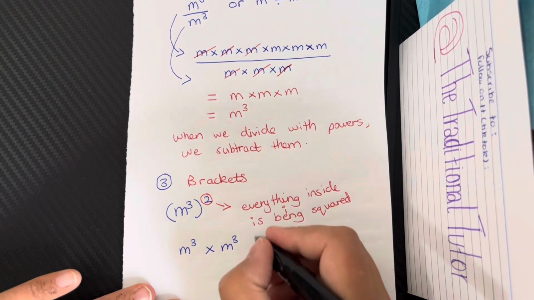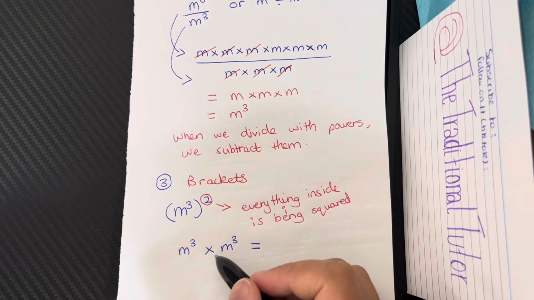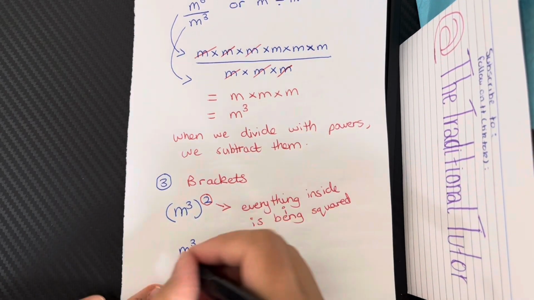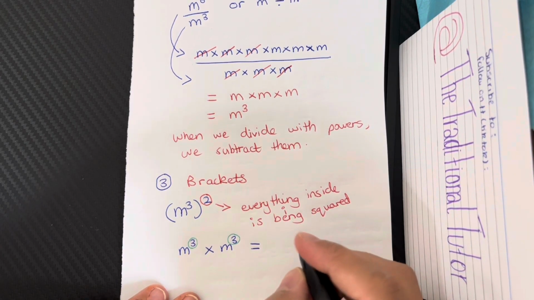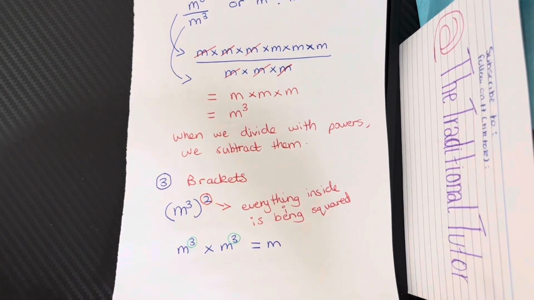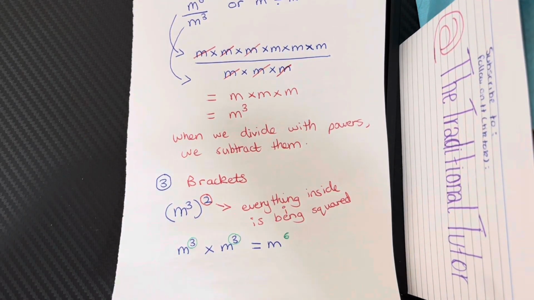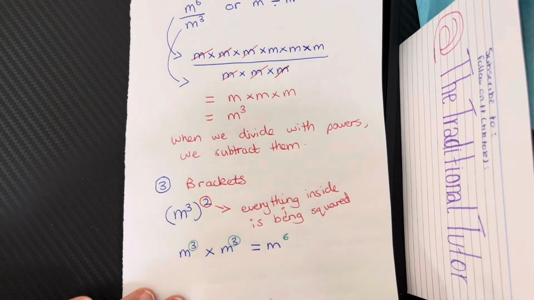And when we have something like this and we rewrite it in multiplication, we can apply our first law of multiplication, which was that when you've got same base and you've got powers, you can just simply add your powers together. So that means that you'll be left with m to the power of 6, because 3 plus 3 gives me an answer of 6.